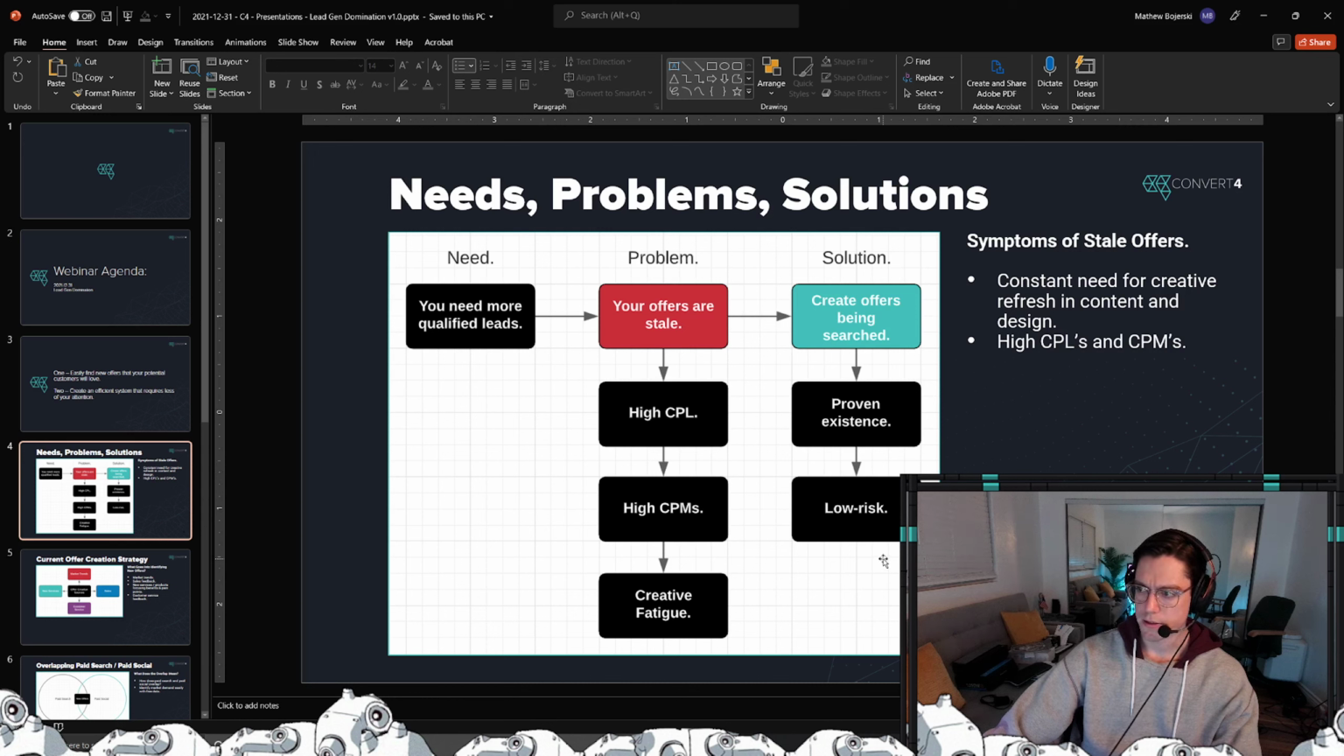And all of that is low risk because we're going to be identifying potential offers based off of what people are already looking for and how we can utilize that to power up our lead generation.